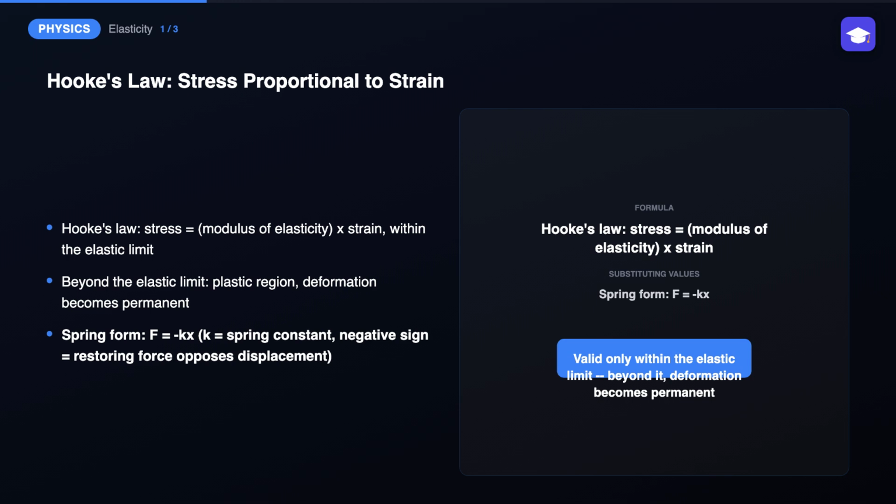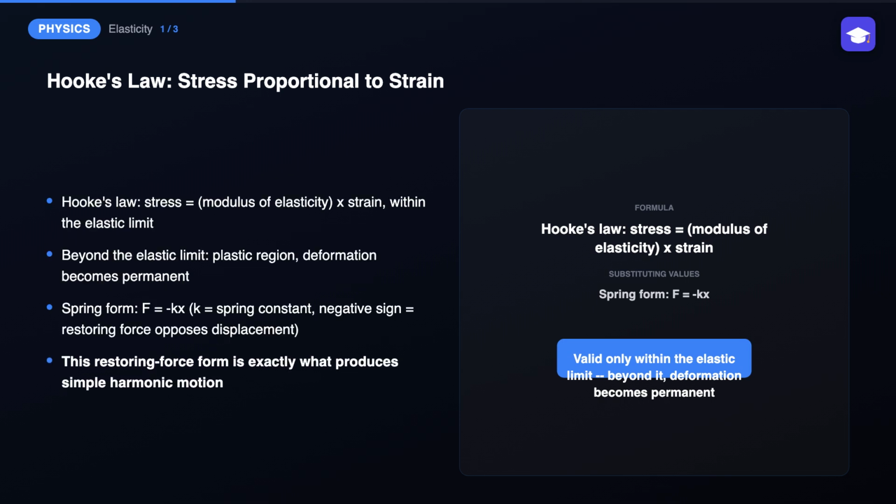For a simple spring, Hooke's law is more commonly written directly in terms of force and extension, F equals minus kx, where k is the spring constant, and the negative sign indicates the restoring force always points opposite to the direction of displacement. This specific form is exactly what produces simple harmonic motion, when a mass attached to a spring is displaced and then released.